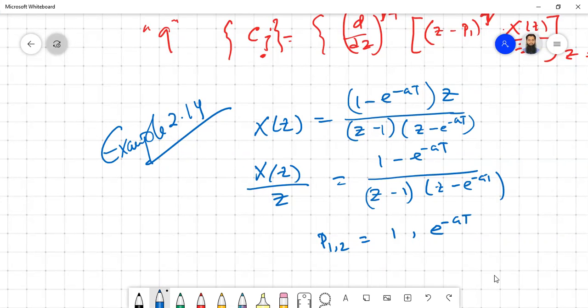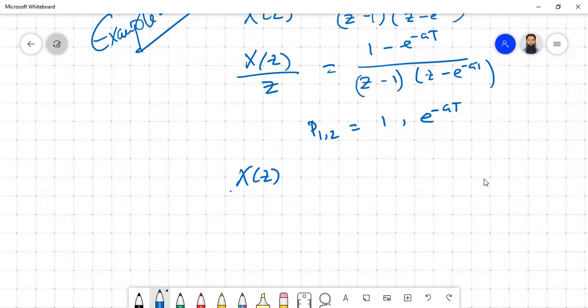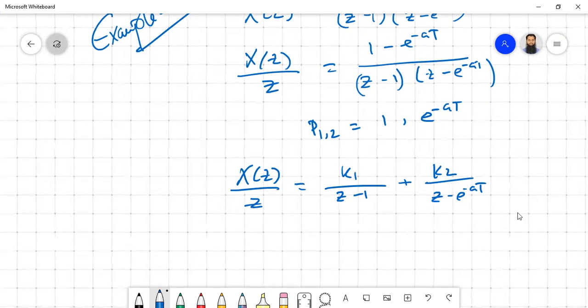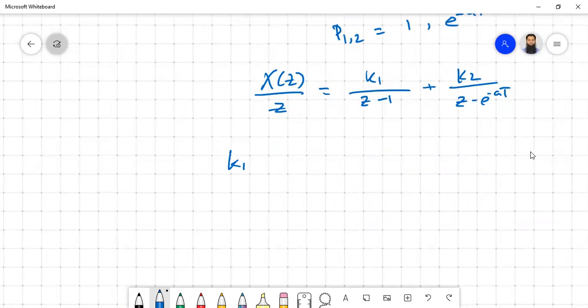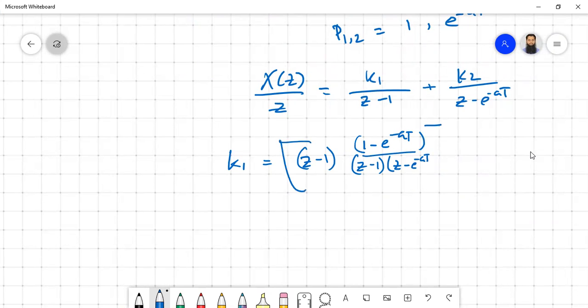So let us apply the partial fraction. We have to expand X(z) by z as k1 by (z minus 1) plus k2 by (z minus e to the power minus aT). Since both of them are simple poles, there is no multiplicity. So for k1, we multiply (z minus 1) with the whole function, that is (1 minus e to the power minus aT) divided by (z minus 1)(z minus e to the power minus aT), and after multiplication, we set z equal to 1. As you can see, these two get cancelled, so what will be left is 1.